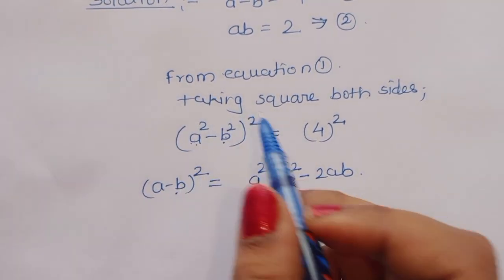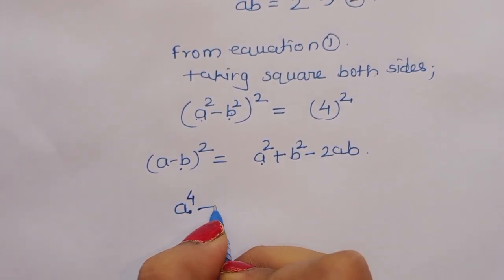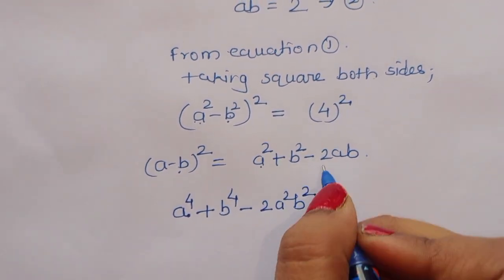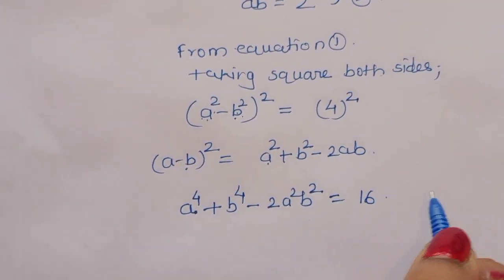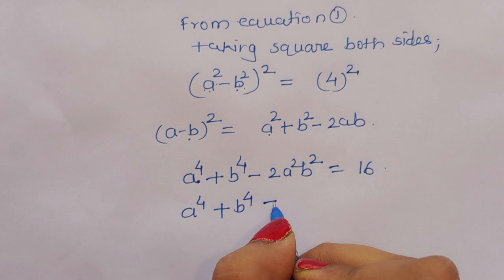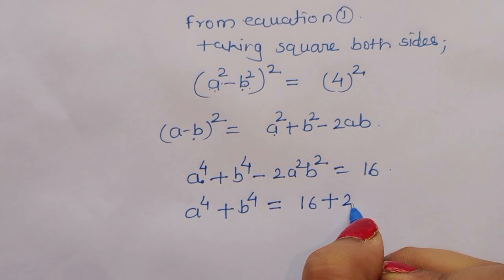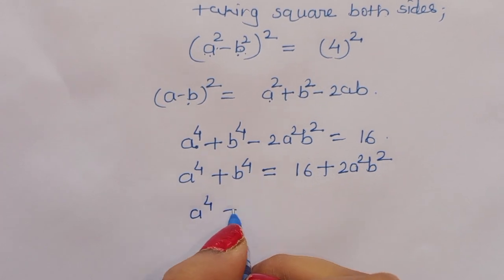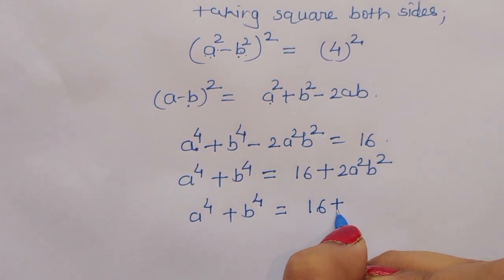So a square whole square, that is a power 4, plus b power 4 minus 2a square b square, is equal to 16. Now a power 4 plus b power 4 is equal to 16 plus 2a square b square.